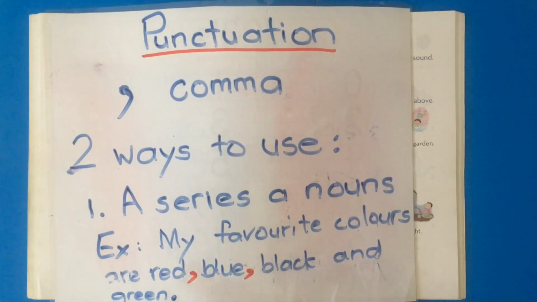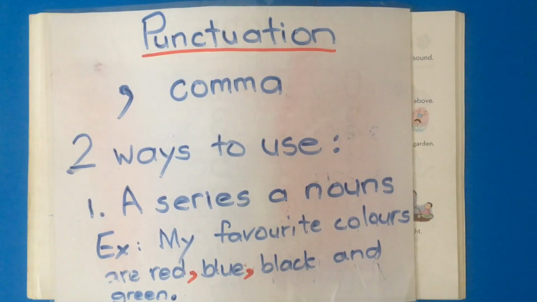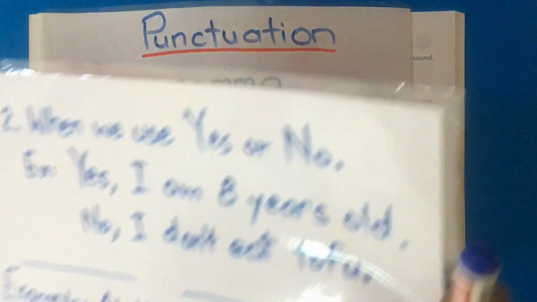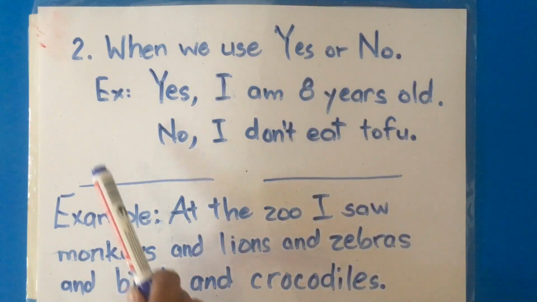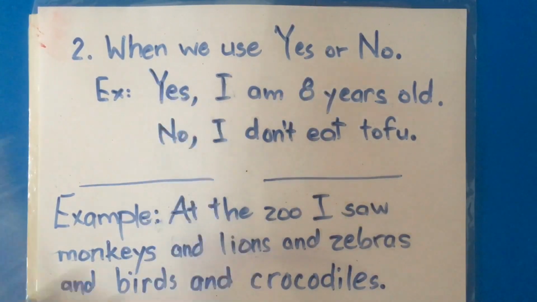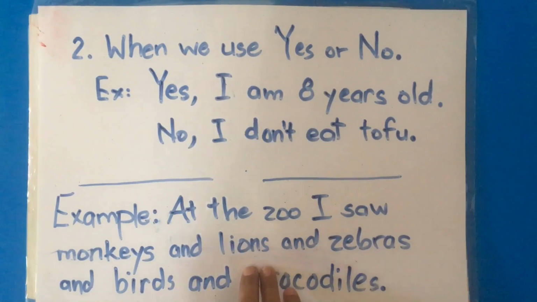So as you can see, we use "and" before the last noun. All right? We use a comma when we use yes or no. Example: Yes, I am 8 years old. No, I don't eat tofu. So let us review the two ways of using a comma.